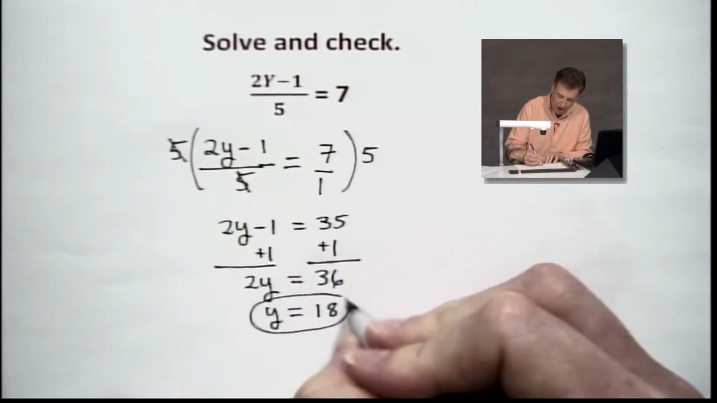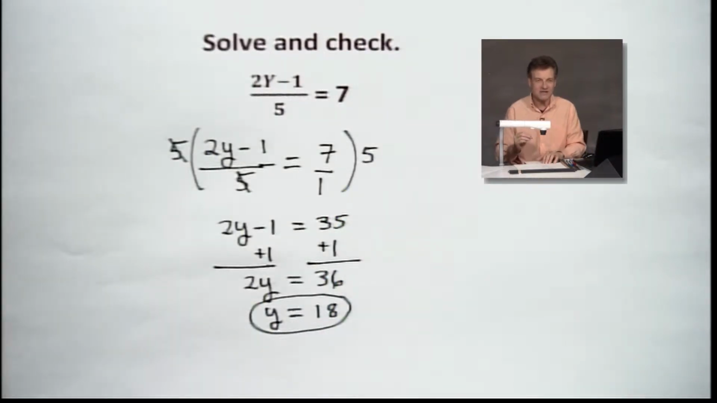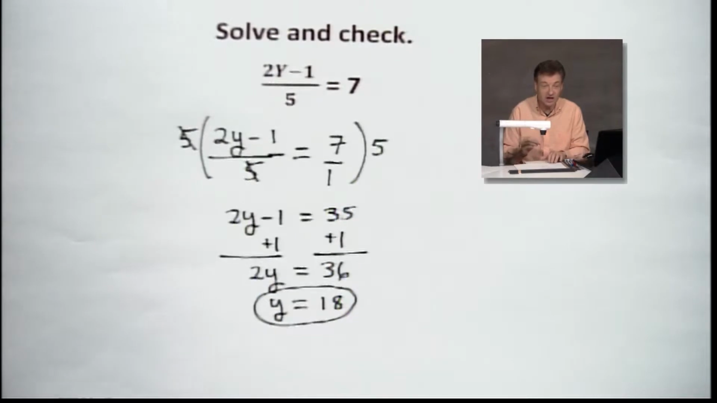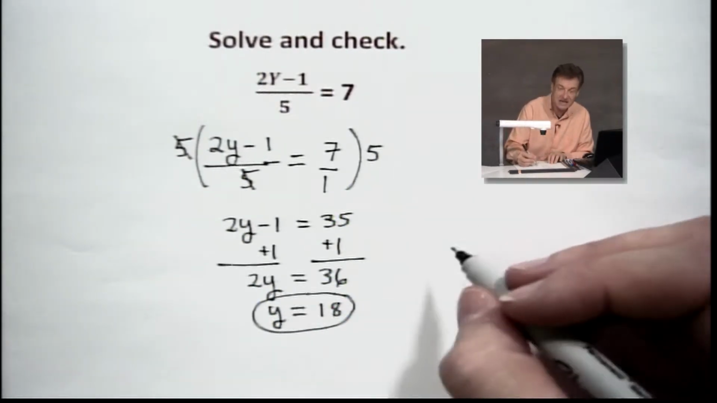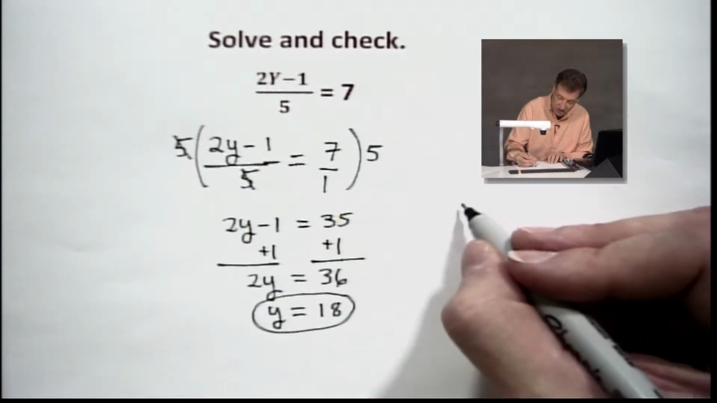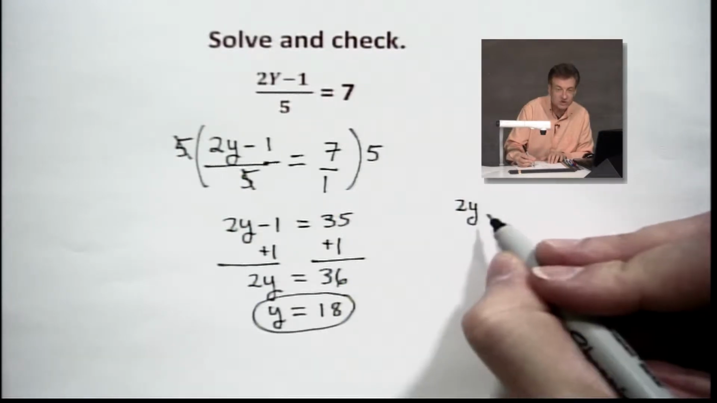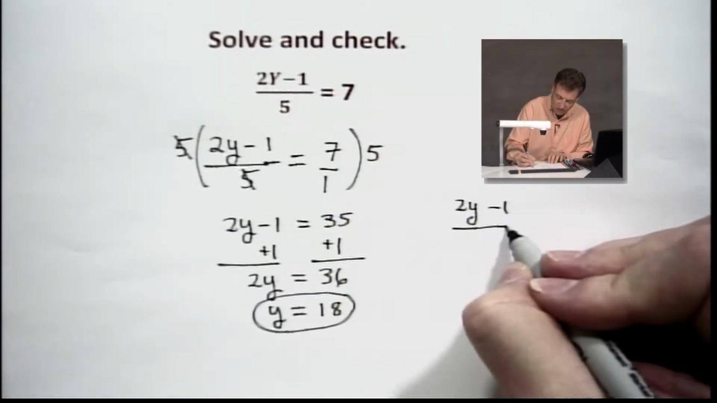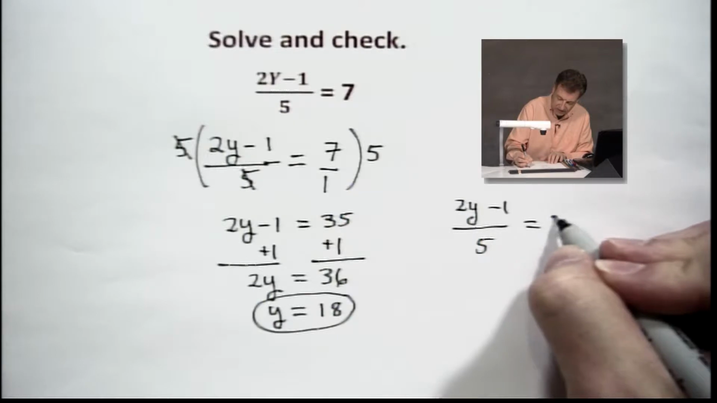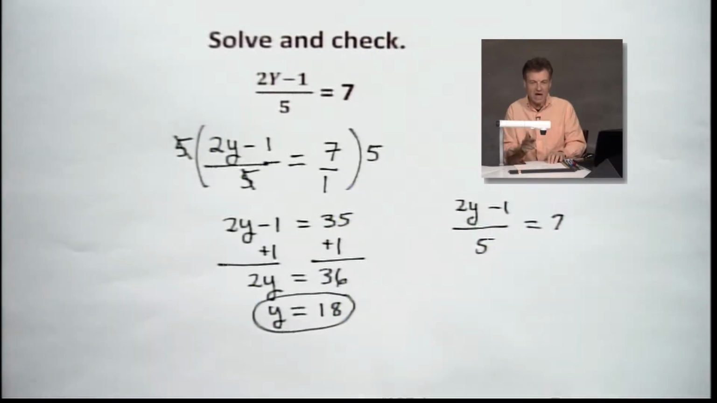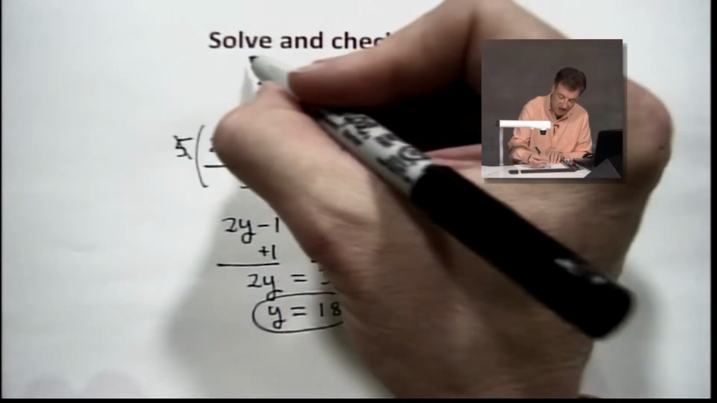Hope, hope, hope it's good. All right, you're all going like, that's what I got at home. I hope that's what you're saying, all right? Let's check and see. And the key word is let's check. So let's go back to our original, which is 2y minus 1 all over 5. And we're hoping that once we put in 18 for y, we are going to be able to get 7. That's our check, all right?